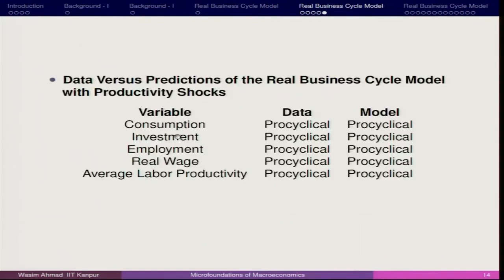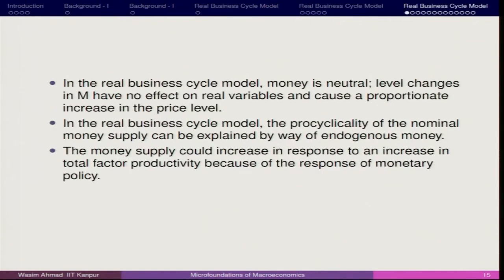We were talking about how the productivity shock creates a favorable situation, and how consumption and investment, employment, real wage and average labor productivity become pro-cyclical. Now, when we thought about money supply increasing, we saw price decreasing. That became quite odd to understand, so we will now focus on that part.